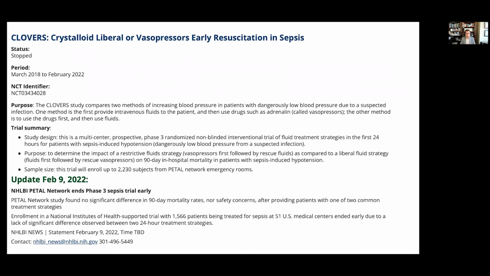Although the key trial was the NHLBI PETAL Network trial called CLOVERS, Crystalloid Liberal or Vasopressors Early Resuscitation in Sepsis. And this trial has been recently stopped because of futility and no significant difference in 90-day mortality rates, no safety concerns, and really we are yet to see a publication from this. But I'm sure the data that is published, even though the trial has been stopped because of futility, will allow us to better answer questions on restrictive fluids, vasopressors first versus the other way around.